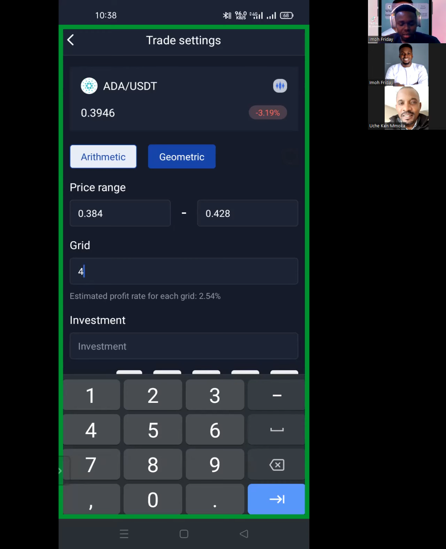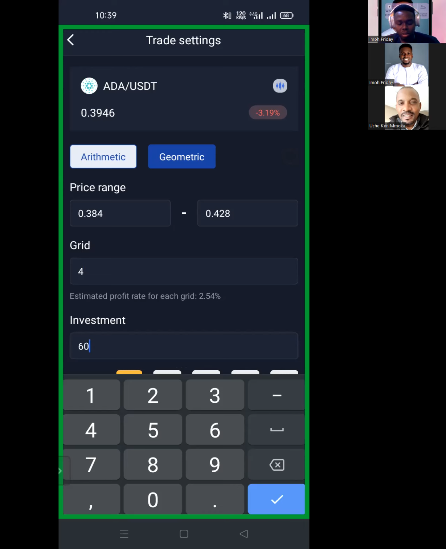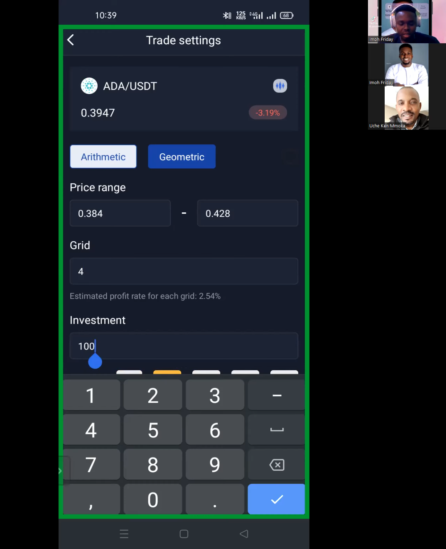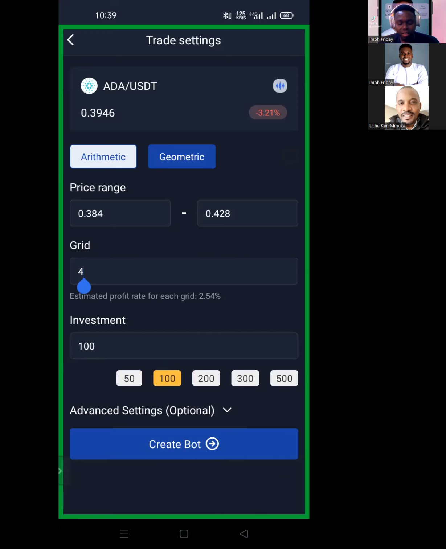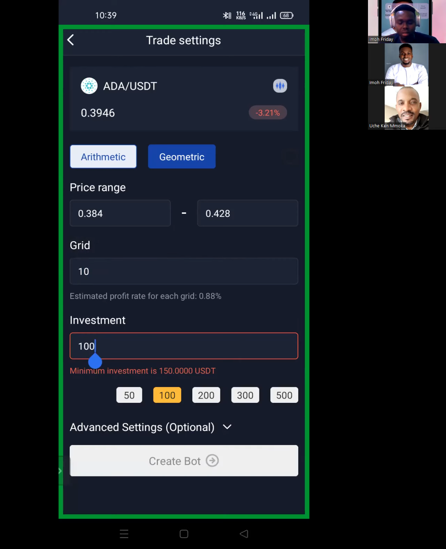Then you put the amount you want to invest. You put, let's say 50, it will tell you that you cannot go with this. You cannot manually set your amount to be $60 based on your capital. So you're not limited to all these figures here. You can always manually input your money. You can set 5, you can set 10 grid. 10 grid means lines. So if I set 10 grid for $100, it tells me $100 is not enough. I should increase my capital to 150.